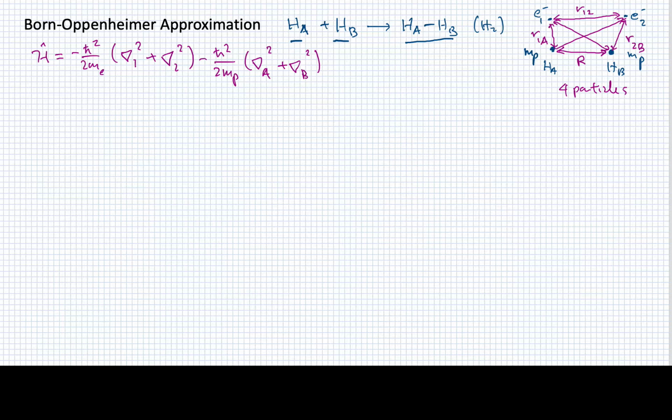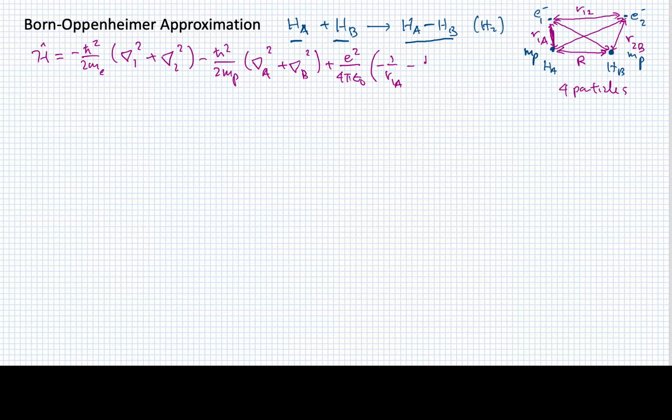These are the kinetic energy parts. What about the potential energy part? Well, these are all Coulomb interactions, and in this particular case, this is simple because all of the particles involved here have a charge of e, either plus e or minus e. So I can group all of these things together as e squared over 4 pi epsilon 0, and then I've got negative 1 over r 1A, so that's this first interaction here.